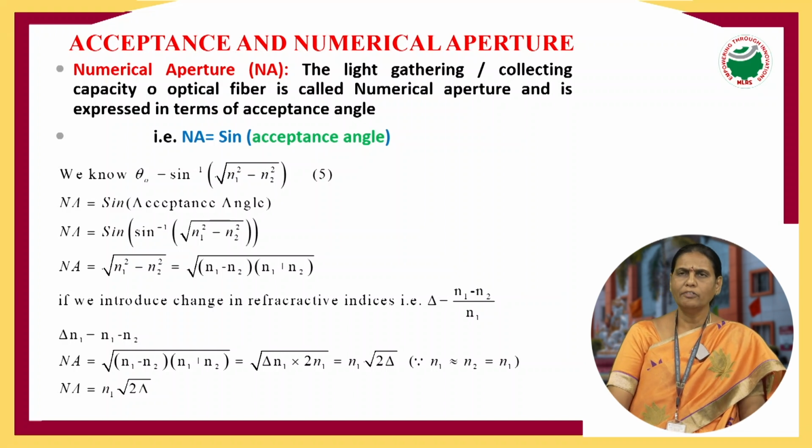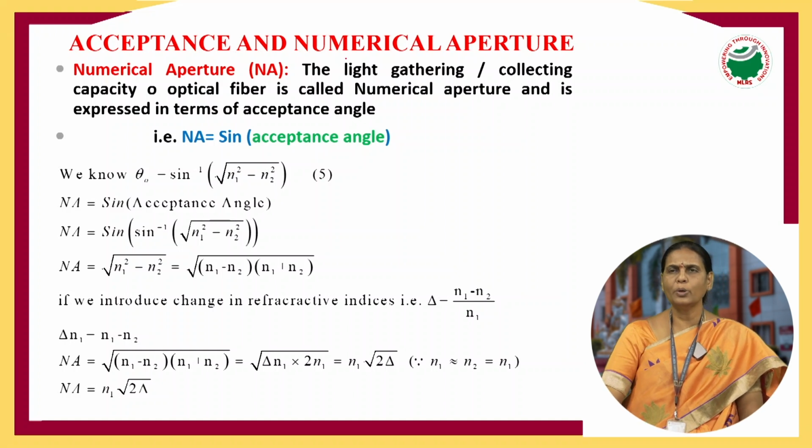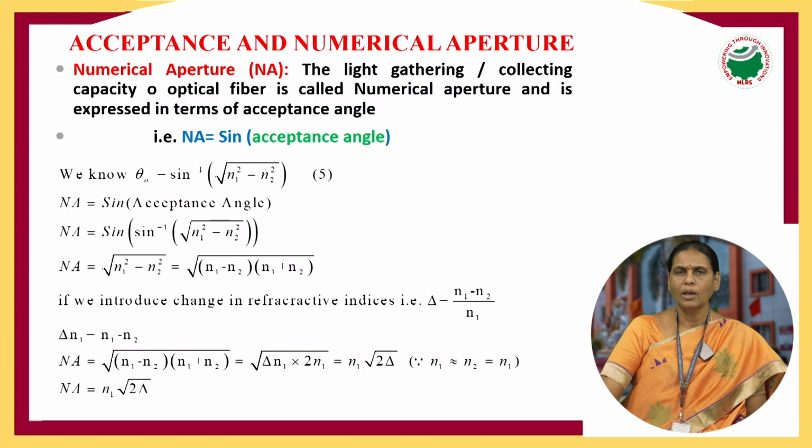We are saying that we are sending the signal. How much quantity of signal is gathered inside the optical fiber can be expressed in terms of a special terminology called numerical aperture. There is a particular terminology where we can express how much quantity of light has entered inside the optical fiber. That can be expressed in terms of numerical aperture.